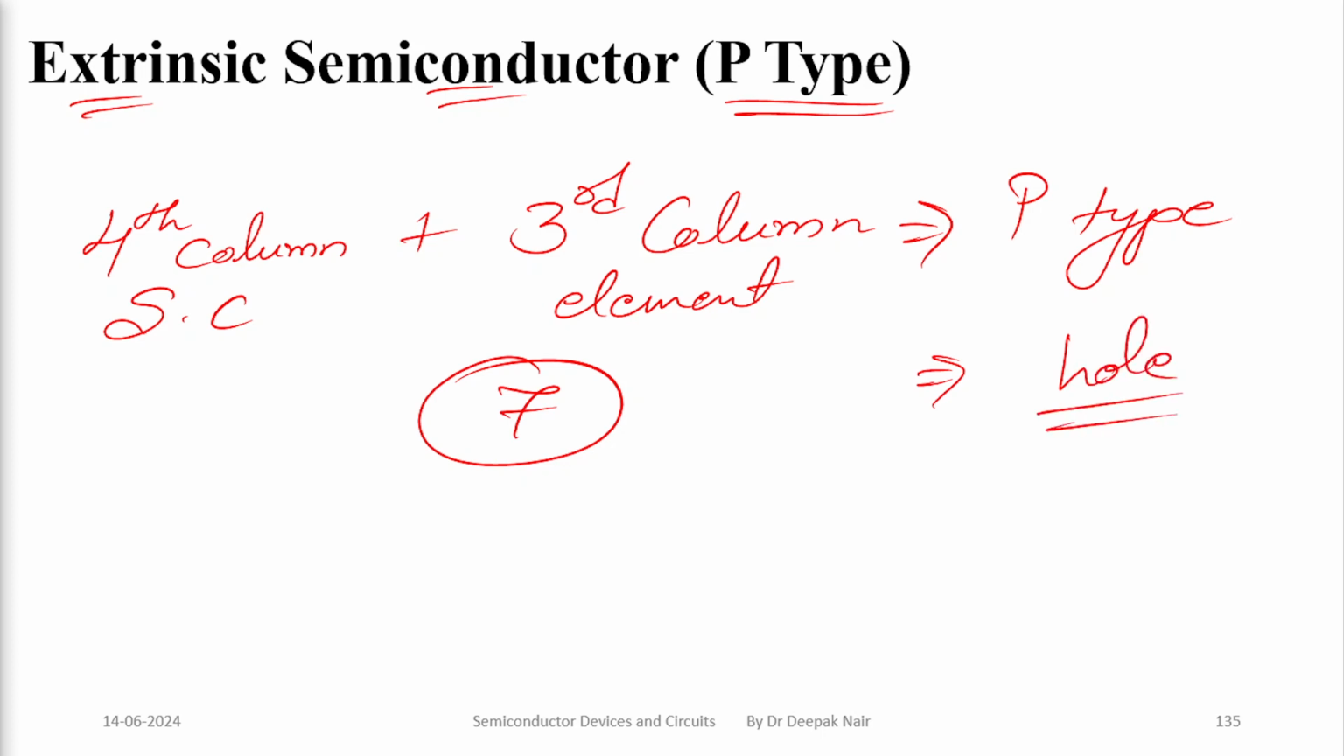So the more impurities from the third column you add, the more holes will be generated. And as we keep on adding the third column elements to the pure semiconductor, we make the device more and more p-type.